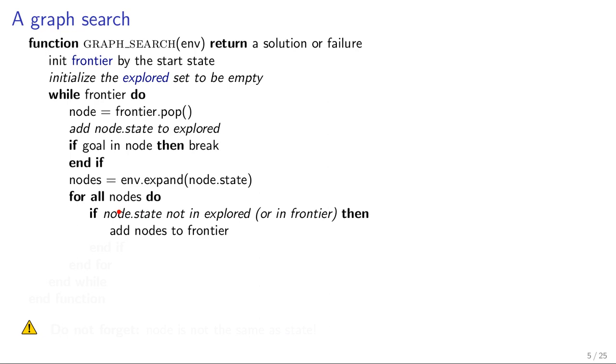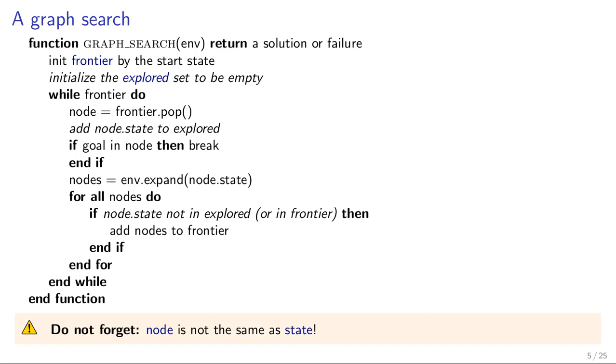And here is this additional condition: if the node state is not in explored or in frontier, then add it to the frontier. Okay, so something that has been explored or that already is on the frontier, you just don't add it. And that's it. And again, do not forget, a node is not the same as a state. That's also important when you're programming, because you actually have to add the state so that this doesn't get repeated.